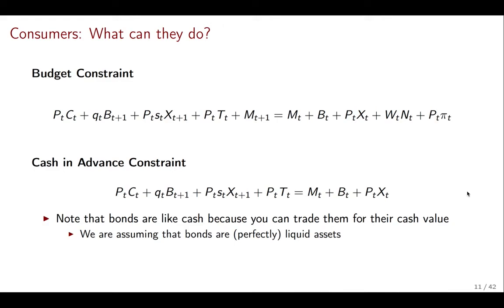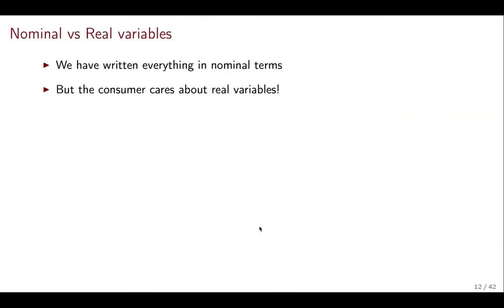So that's kind of the key here. The other part is that bonds are like cash because they're perfectly liquid. The problem set has an example where they are not perfectly liquid, and you should take a look at that.